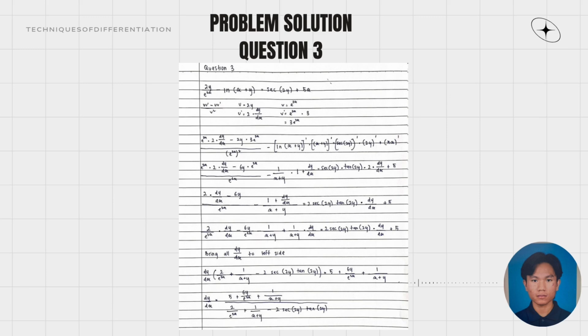Now we isolate the dy/dx by dividing both sides. So the final answer is dy/dx equals the quantity 5 plus 6y over e to the 3x plus 1 over (x + y), divided by 2 over e to the 3x plus 1 over (x + y) minus 2 secant 2y tangent 2y. And that's the final result for dy/dx. We use the quotient rule, chain rule, and implicit differentiation to arrive at the solution step by step.